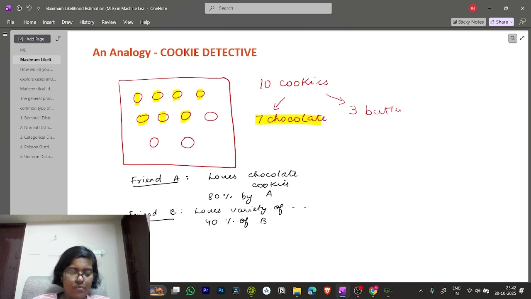Just think of this intuition. You might have come to some conclusion. If you said the answer is A, friend A made the chocolate cookies, yes, you are right. So how does a computer answer this question? How does a computer come to the conclusion that these 7 cookies could have been made by friend A, not friend B? Well, there is a chance that friend B could have also made it.